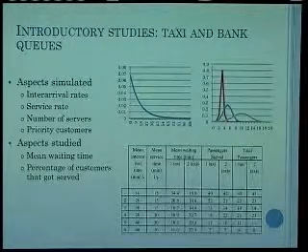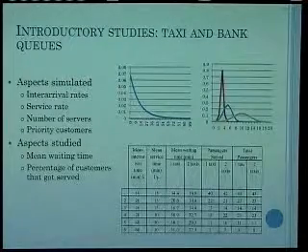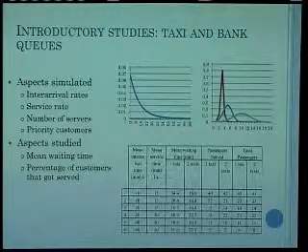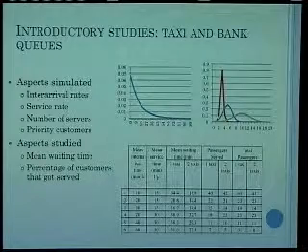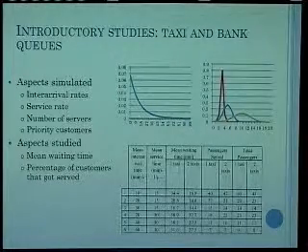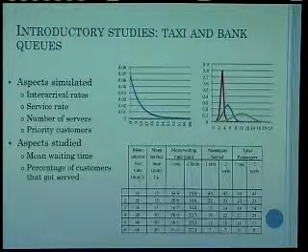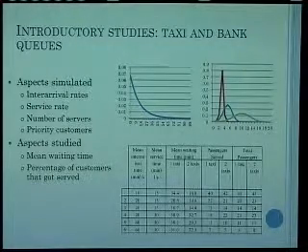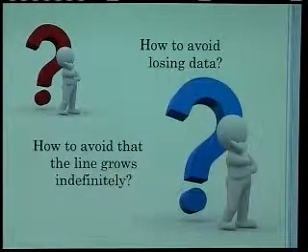So things that we studied were the mean waiting time and the percentage of customers that got served. Because sometimes if the system is not well modeled, your line is going to grow indefinitely, and then the guy that's waiting in the last spot is never going to get served. That would be a horrible scenario for telescope data not being sent after spending millions to capture it. So how to avoid losing data? How to avoid that the line grows indefinitely?